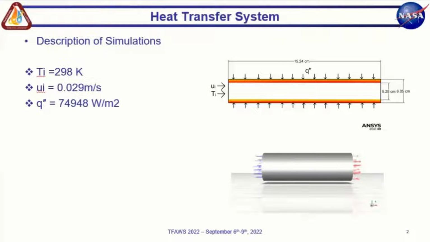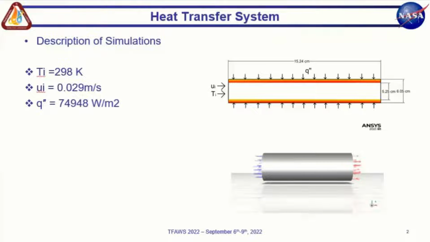And the dimensions of this pipe are 5.25 centimeter internal diameter, and the length of the pipe is 15.24 centimeter. We put a constant heat flux on this pipe, and the heat flux, as you see on the screen, is 74,948 watts per meter squared.